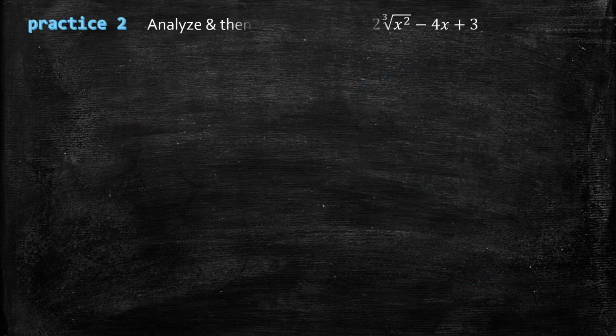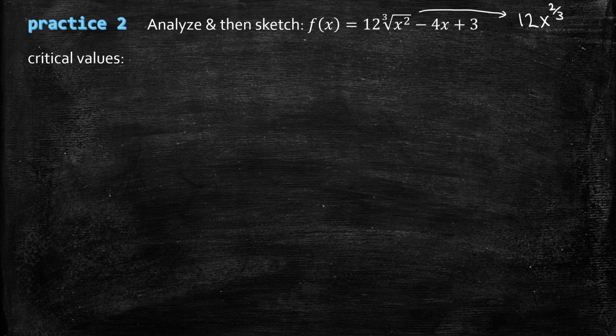So we'll end with one final example: analyze and sketch this rather unusual function. We'll not go into great length justifying conclusions. We'll just use a number line analysis to really get at the essence of graphing this function. So first of all, we have to find the critical values. It would be wise to rewrite this as 12x to the 2/3, so we can use the power rule.